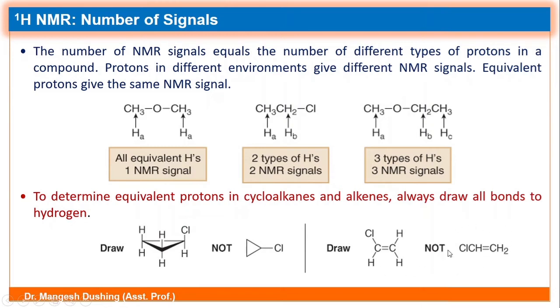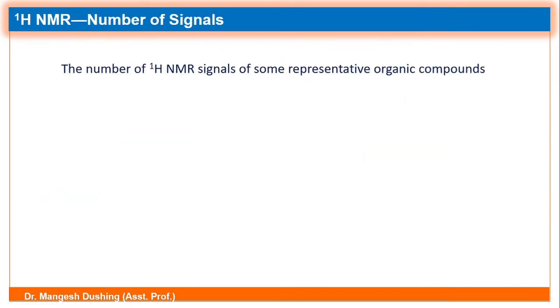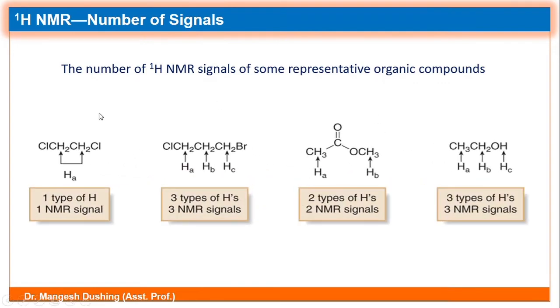But if we write like this, then there will be only two types of protons, and that will be the wrong answer. So in this way, to see the different types of protons in cycloalkanes or alkenes, we have to write in a proper manner, with proper bonding of the hydrogen and all the atoms. The number of H1 NMR signals of different representative molecules. See here some more examples.